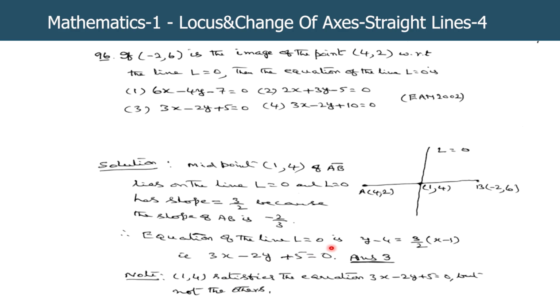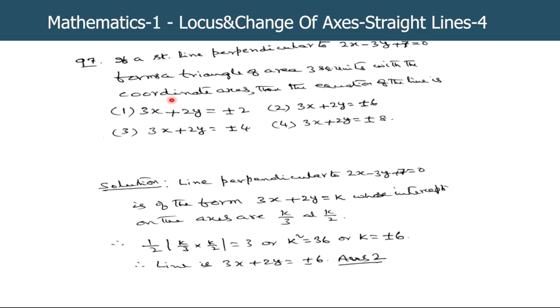So, 3x minus 2y plus 5 equal to 0. Answer 3. Note, (1, 4) satisfies the given equation 3x minus 2y plus 5 equal to 0, but not the others. So, here you see that it is the midpoint (1, 4), so it satisfies only the equation 3x minus 2y plus 5 equal to 0. The other equations it won't satisfy. So, therefore, option number 3 is the correct option. So, sometimes by checking randomly you can get the correct answer itself.